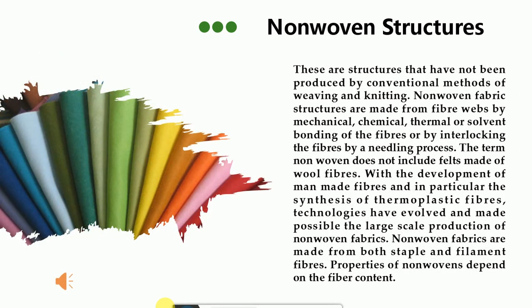Non-wovens are structures that have not been produced by conventional methods of weaving and knitting. Non-woven fabric structures are made from fiber webs by mechanical, chemical, thermal or solvent bonding of the fibers or by interlocking the fibers by a needling process. The term non-woven does not include felts made of wool fibers.